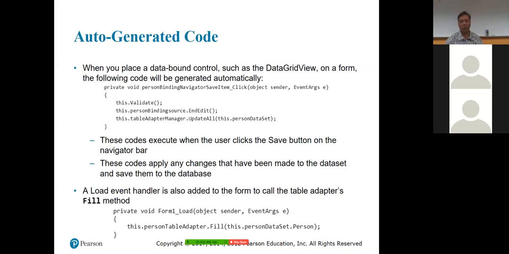And this is the code that's generated when you drag over and stick a data grid view onto the form. This is the binding code, which binds the data to the data source and the data set. And this code executes when the user clicks the Save button on the navigation bar. It applies changes that have been made to the data set. Maybe I forgot to click the Save button. The load event handler is also added to the form, with the fill method, which fills up the data grid view.